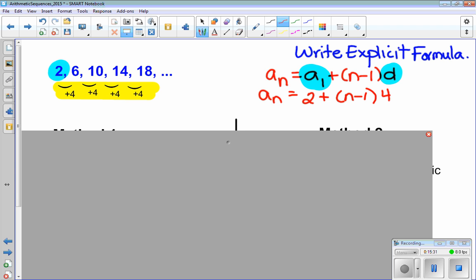So we have 4n minus 4 plus 2, or 4n minus 2. That's the formula. Good. I just replaced the two things I needed, and I came up with my equation. Whatever number you're adding or subtracting, in this case, this was the D. Okay? Because I looked and I found 4.